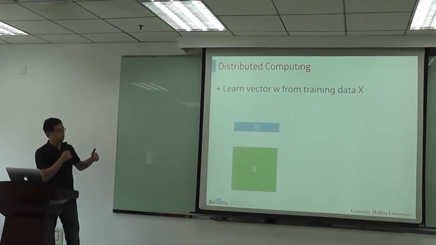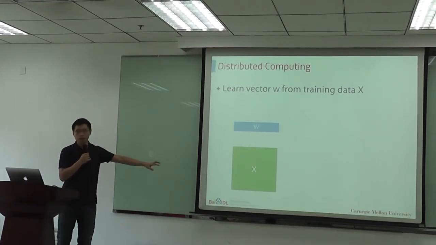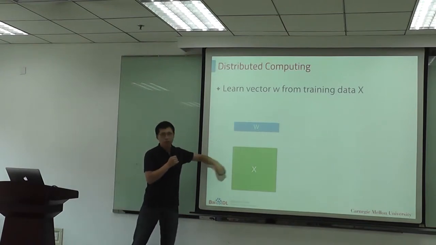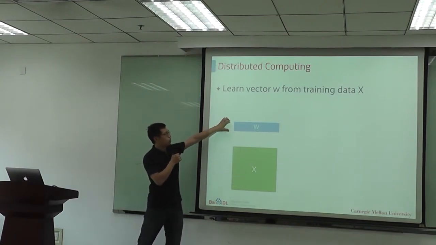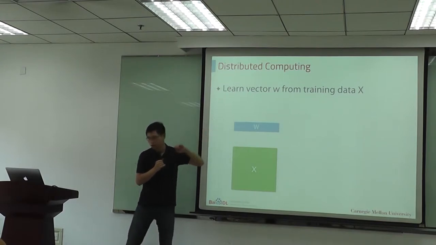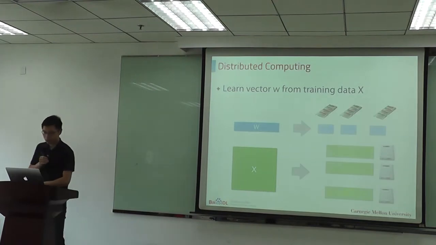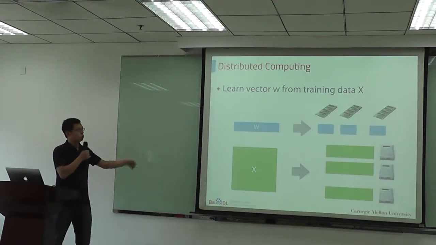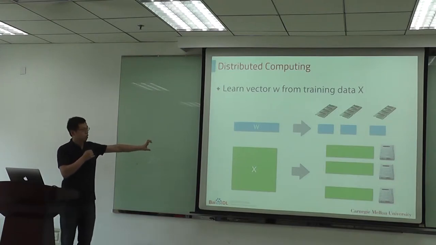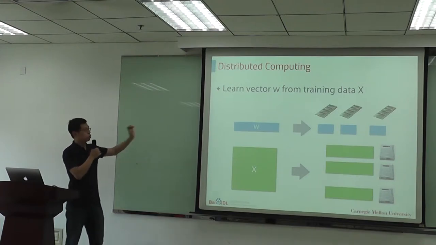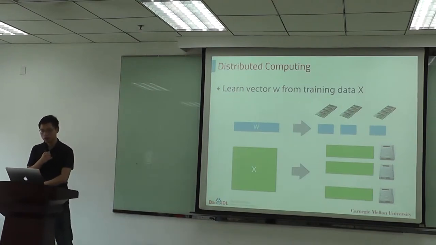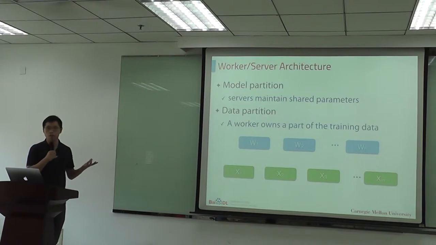But we first consider a very simple problem. Given a data set, each row is an example, each column is a feature, and we want to learn a value. For example, it's a linear model. Because the data is so large and the model is so large, we can distribute the data onto several machines, and also distribute the model onto several machines. This is the typical client server viewpoint.